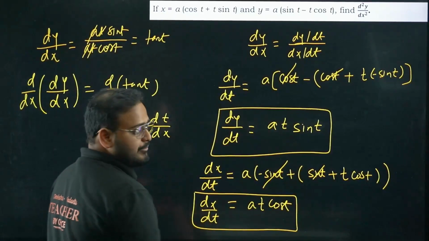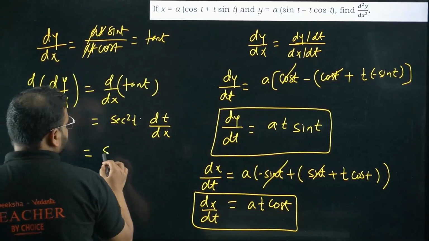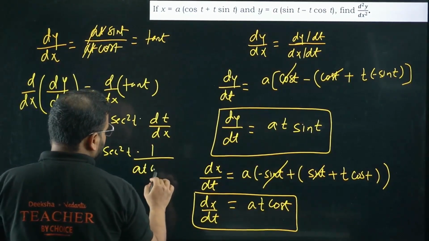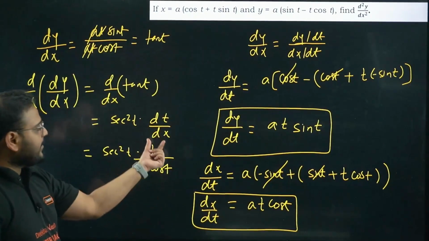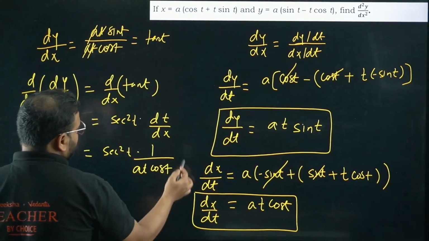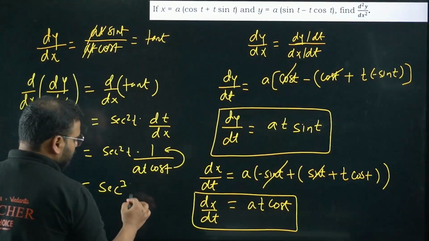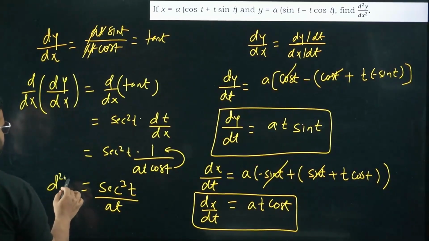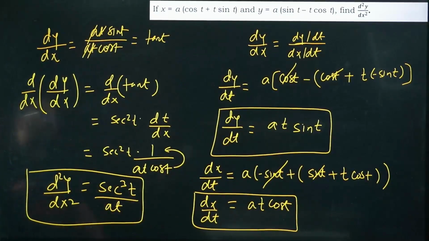We already have dx by dt from here. We have dx by dt, we need dt by dx. Take the reciprocal, it will become sec square t into 1 upon this a t cos t. Correct now? I have dx by dt as a t cos t. We need dt by dx, so we'll take the reciprocal. Now what we're gonna get, please check, this cos t will come up, it will become sec again. So you'll have sec square into sec cube t upon a t is the value of your second derivative with x. Sir, final answer, please check. Done?